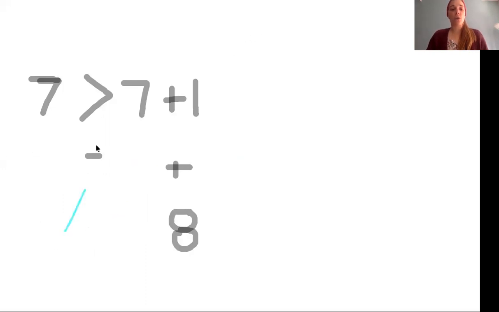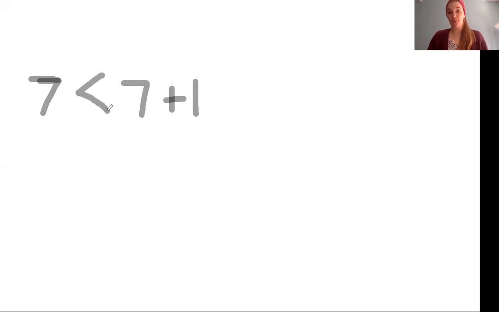Is that true? Is 7 a larger number than 8? No, that's false. So if I had 7 is greater than 7 plus 1, I would know that I would need to change this greater than symbol to a less than symbol. So that first equation is false.